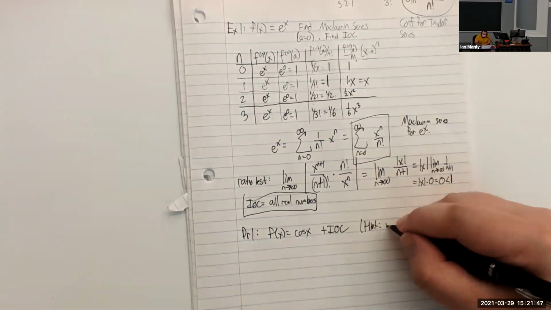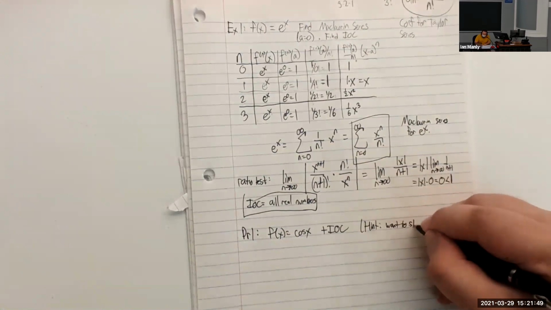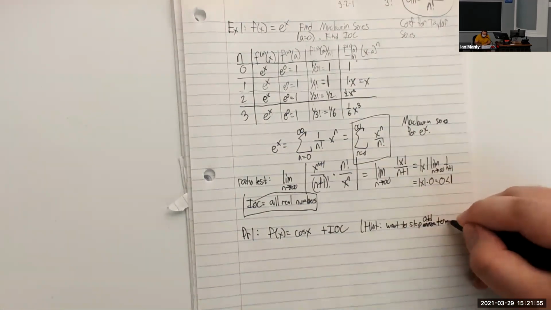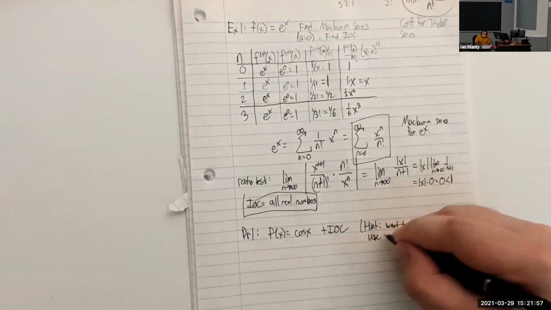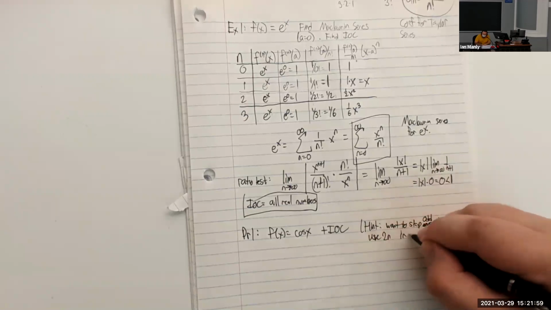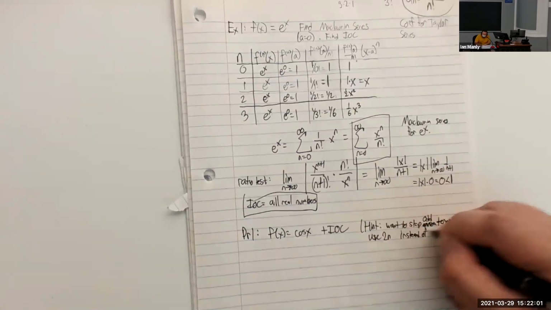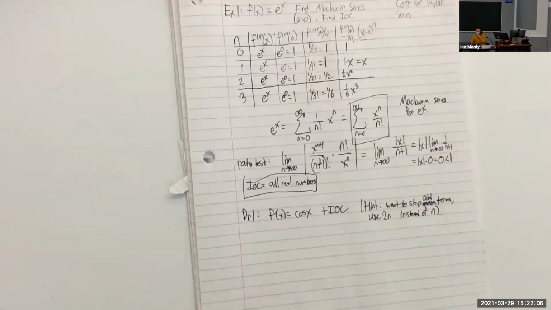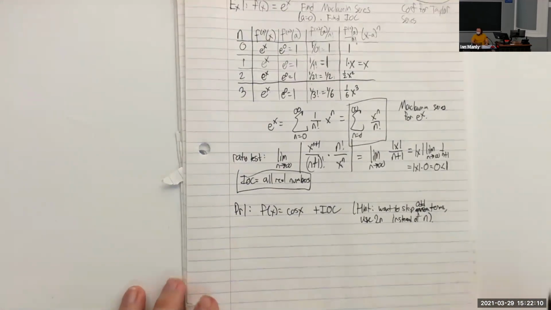If you want to skip even terms, or sorry, odd terms, use 2n instead of n. You'll know what I mean by this once you start working on the problem. I'll give you guys a few minutes to take a look at this.